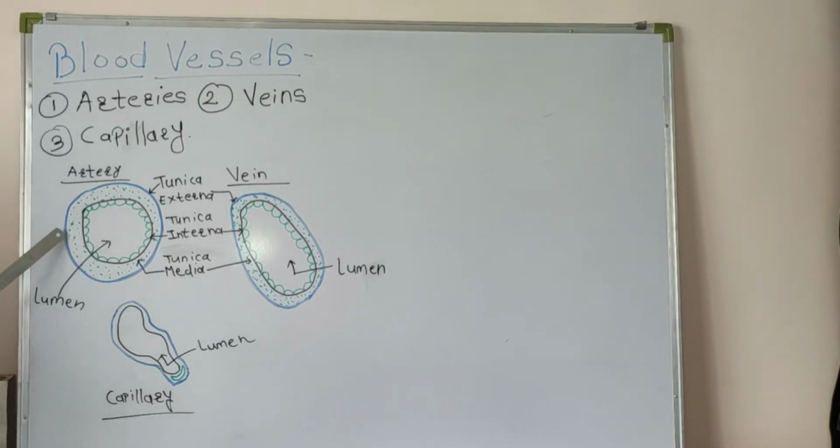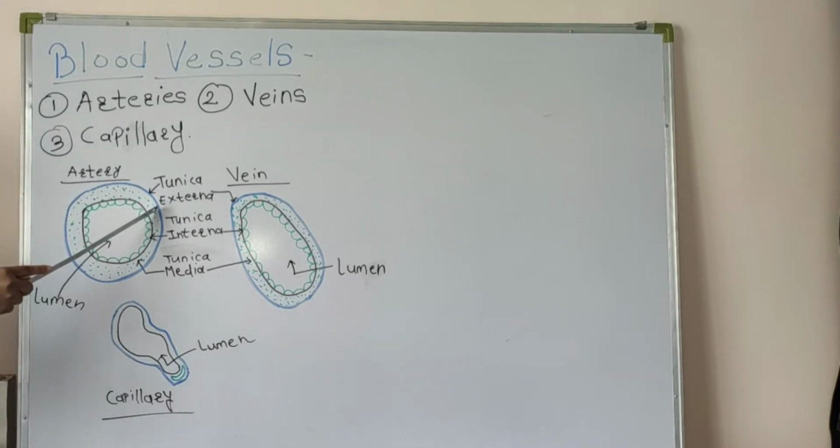Basically, you can see this is the artery, and the artery has three layers. The outer layer is called the tunica externa. The middle layer is called the tunica media, and the inner layer is called the tunica interna. These layers are bounded to the lumen.